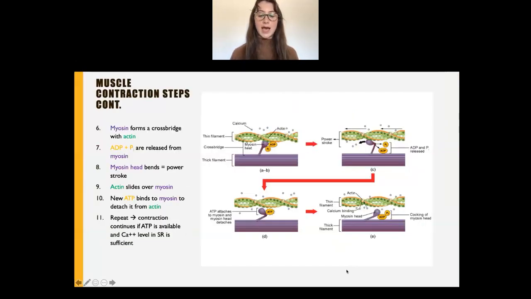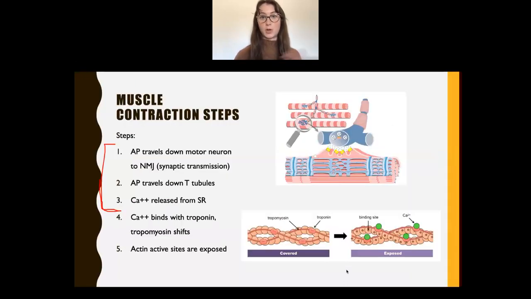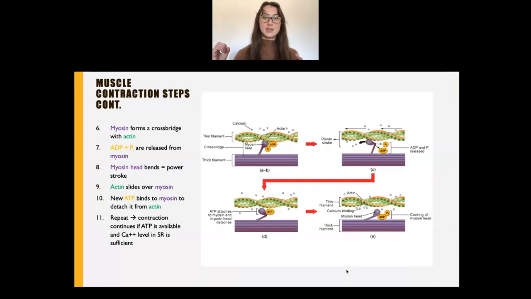Once those actin active sites are exposed, we learned that myosin heads have a very strong affinity for actin active sites, which is why we need troponin and tropomyosin on those actin active sites when we don't want a muscle contraction. So once calcium is there, exposing those actin active sites because it bound to troponin and tropomyosin, myosin is immediately going to form a cross bridge with actin, just simply because it's exposed now.